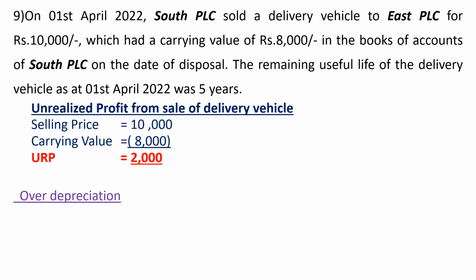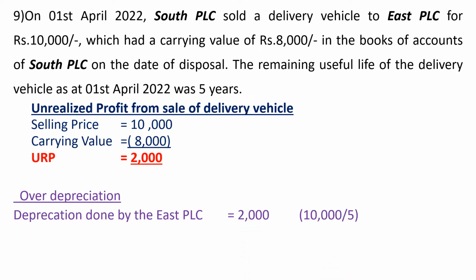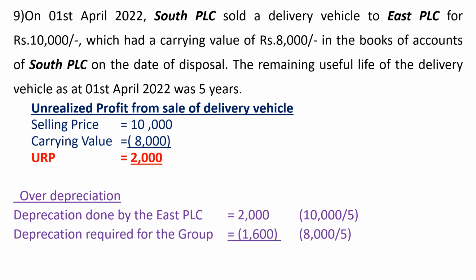So here, the depreciation done by East is rupees 2,000. How are we going to calculate? That is the selling price divided by the useful life, and we have to deduct the depreciation required for the group. So we know that already the actual value of the asset is 8,000, that is the net book value. We have to divide it by 5. So per year we are getting 1,600. So the difference between these two is 400. That is the over depreciation.